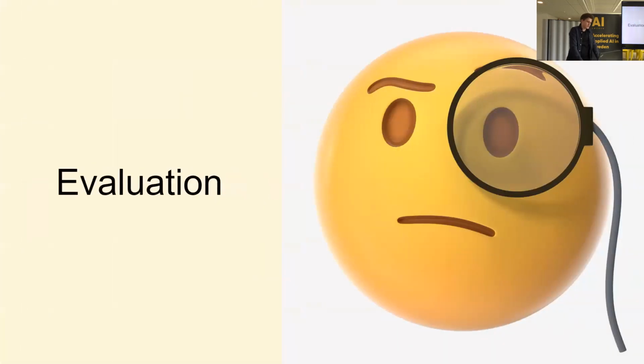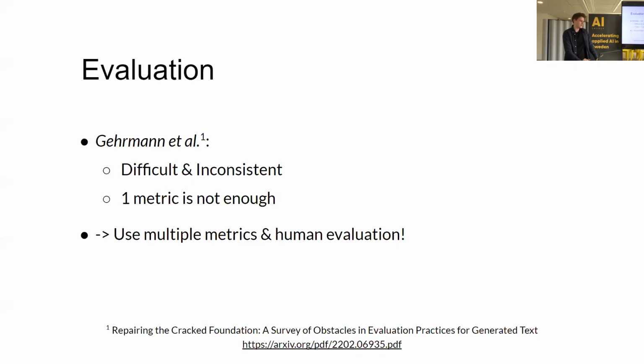But how can you evaluate high quality text? Looking at the literature, we see, for example, Öhman et al. does a survey on this and argues that it's difficult and inconsistent throughout the field, and also that one metric is not enough. To remedy this as much as we can, we use multiple automatic metrics and also human evaluation to complement it.